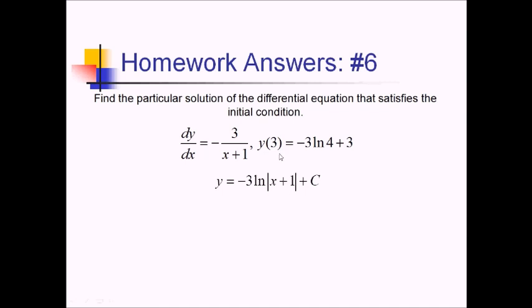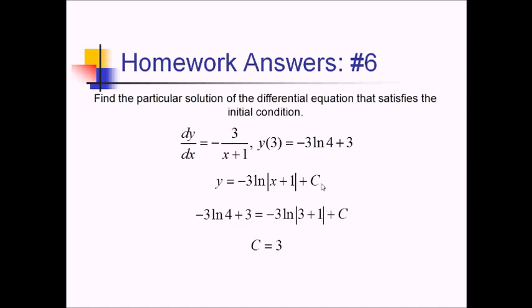Now we have to plug in our initial condition. So all of this craziness over here is just the y value. And then this 3 is the x value that we're plugging in inside this absolute value. So this stuff equals negative 3 ln of 3 plus 1 plus c. So this is really just negative 3 ln of 4. If we add that over to this side to get c by itself, it's going to cancel this negative 3 ln of 4. So we just end up with c equals 3.